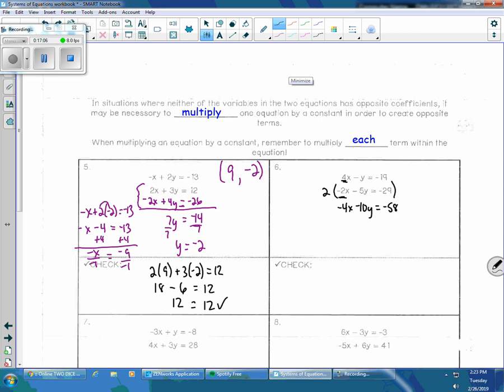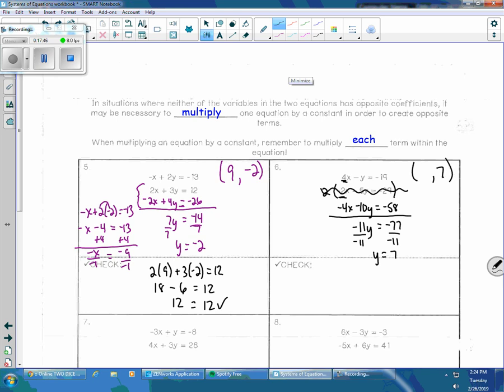Again, just for my own sanity, I'm going to temporarily cross that equation out so that I know I'm looking at the top equation and the bottom equation. If you need to rewrite something somewhere in order to be able to look at it without getting confused, by all means do that. So 4x plus a negative 4x is 0. Negative y minus 10y is going to be a negative 11y. Negative 19 plus a negative 58 is going to be a negative 77. When I divide both sides by negative 11, I get y equals 7.